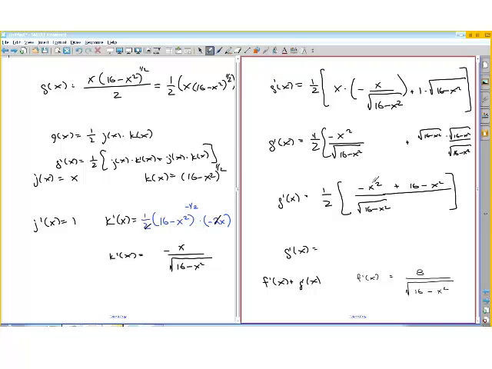And so finally, we combine these two terms. So you get negative 2x squared divided by 2 from here, divided by the square root of 16 minus x squared. That's that one. And the second term becomes this part. So we're going to take the 16 divided by 2 times 1 over the square root of 16 minus x squared. That's 8.